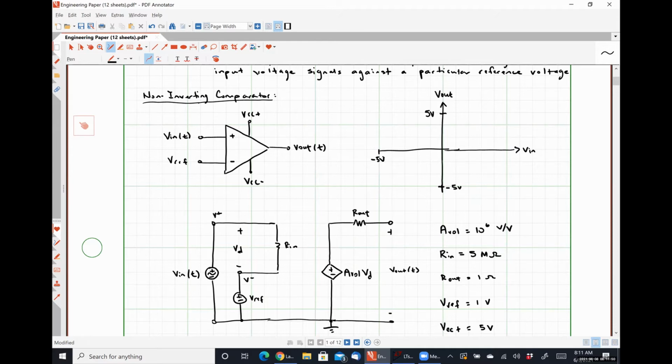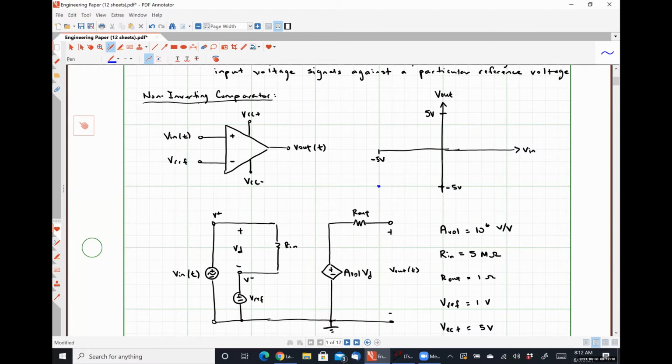Now, is negative 6 million volts more negative than VCC minus? Absolutely, right? So at this particular point, we would see that our output voltage is saturated at VCC minus. Let's take a look at what's going on at an input voltage of 0 volts.